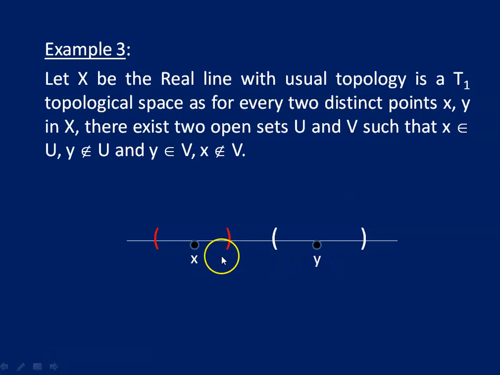And this condition is satisfied for every pair of points. We have taken two arbitrary points X and Y here, so we can take any two distinct points on the real line R, and this condition is satisfied. So the real line with usual topology is a T1 topological space.